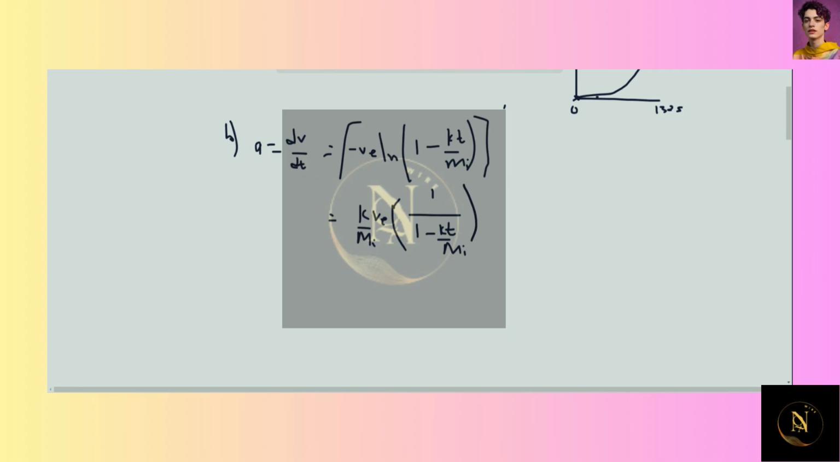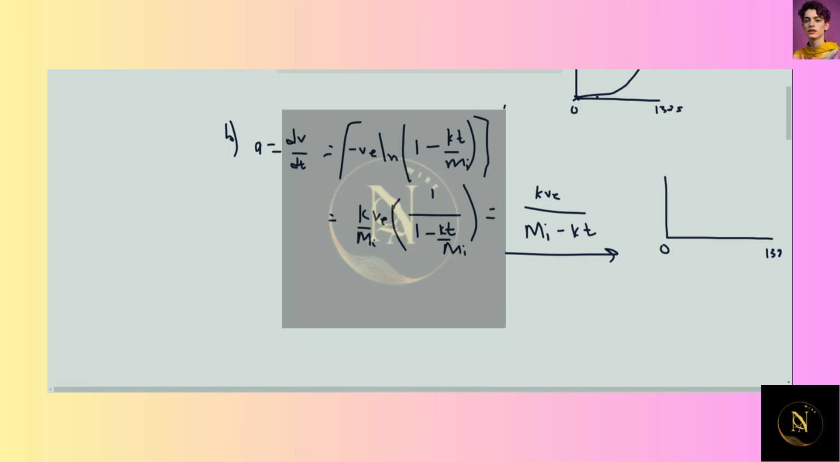So that's your expression for the acceleration, but that can be simplified further into something that looks like KVE over, you multiply this mass in here, you get Mi minus KT. And that's your acceleration expression, which matches what's given in the solution. And again, you have to plot that from maybe 0 to 132 or something here.